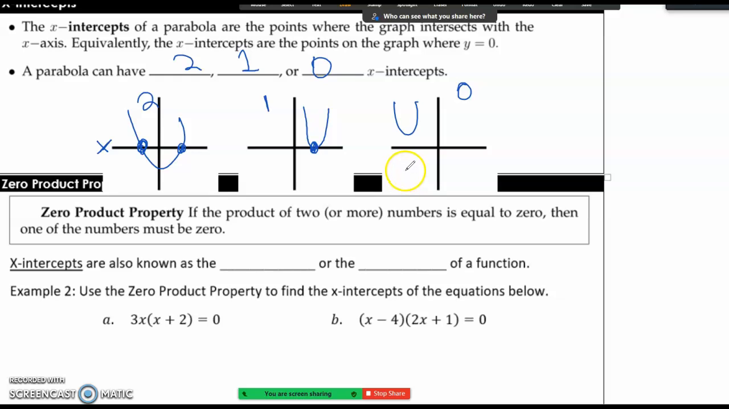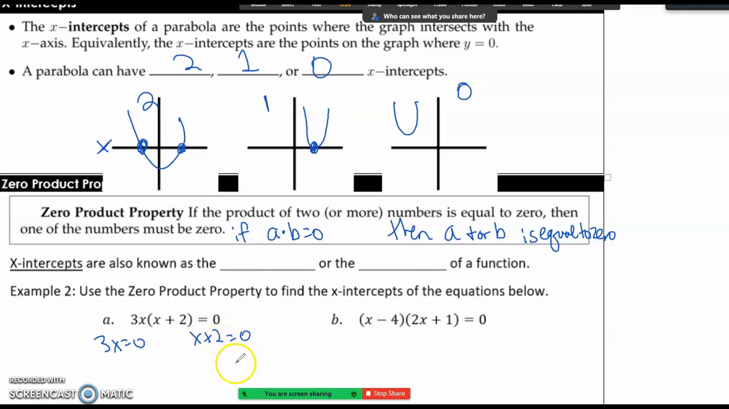So how our factors tie into this is the idea of the zero product property. That means if 2 numbers multiplied equal 0, one of them for sure has to equal 0. So if a times b equals 0, then a and/or b is equal to 0. This ties into factors because I know that 3x has to equal 0 or x plus 2 has to equal 0.